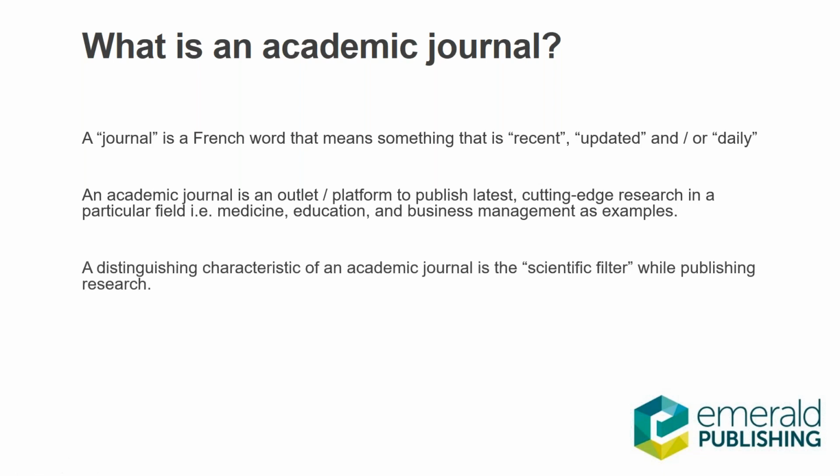But people often ask what the difference is between a magazine and a scientific or academic journal. You see, the criterion is a scientific filter, the difference between the two. An academic journal is an outlet where articles are selected after going through a scientific filter. They follow scientific merit in order to select or reject articles, instead of basing it on personal relationships.